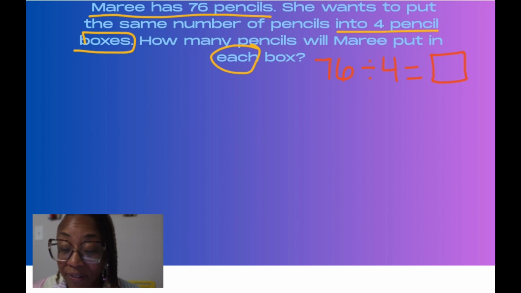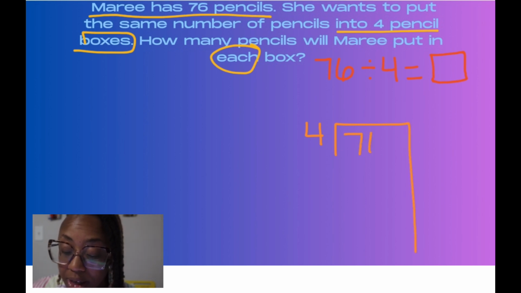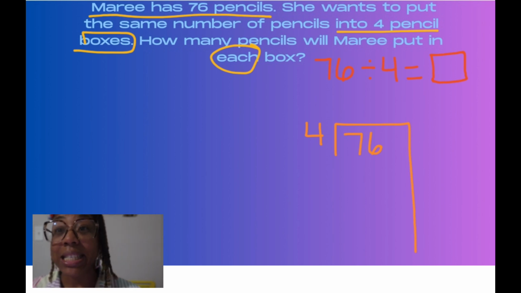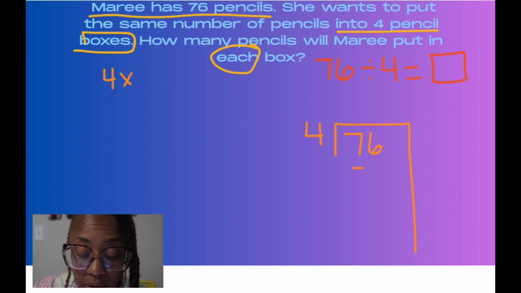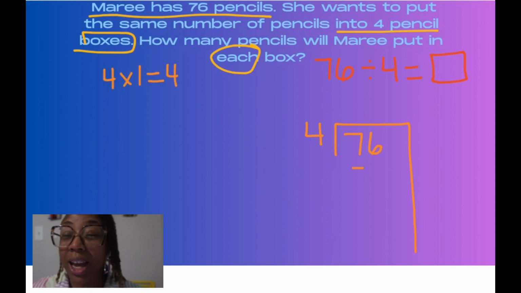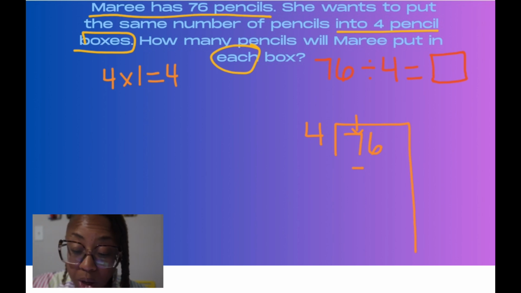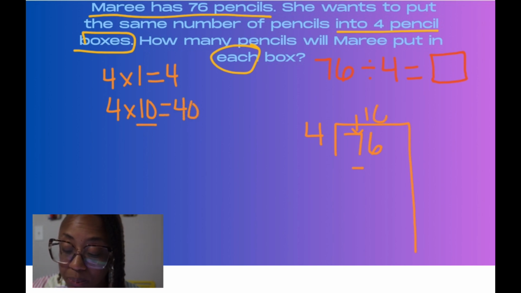So, time to introduce the big 7. I have my divisor on the outside, which is 4. And on the inside of my big 7 is the dividend, which are the 76 pencils. Ultimately, I want to know how many groups of 4 can go into 76, but I'll start with just looking at the 7. 4 times 1 equals 4. And I know I can't go past that because 4 times 2 is 8, which is definitely past this 7 right here. So I'm going to use the 1. So if 4 times 1 is 4, 4 times 10 equals 40. So 10 is going to be my first partial quotient.